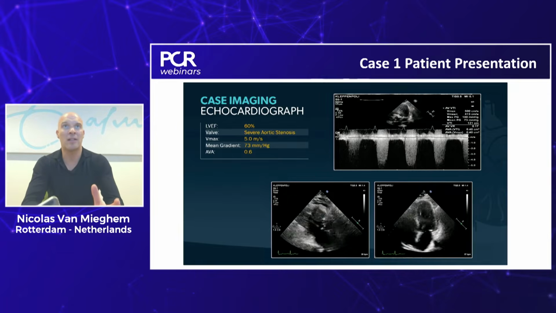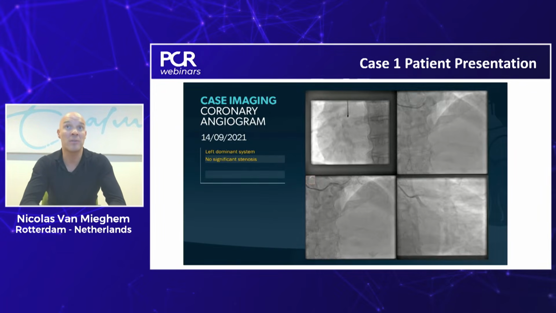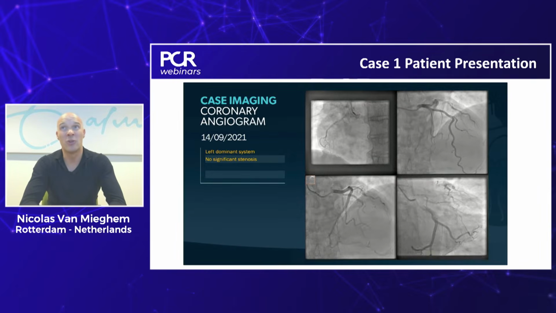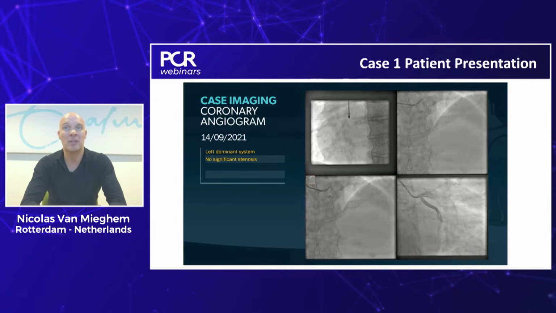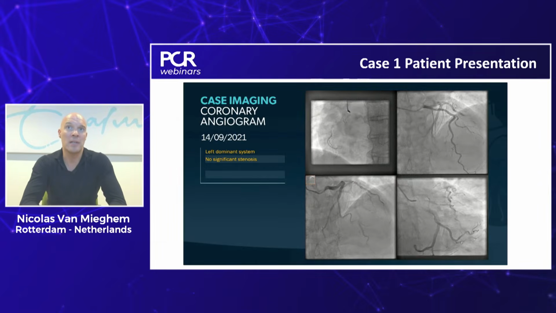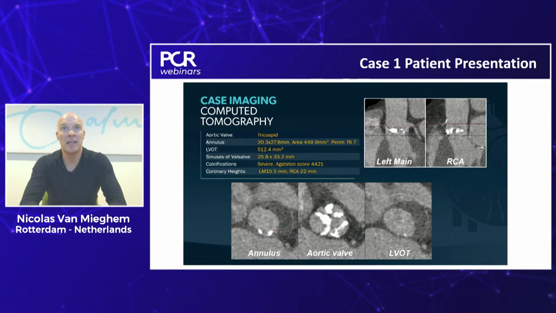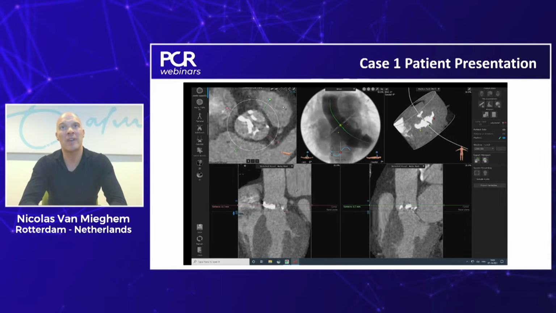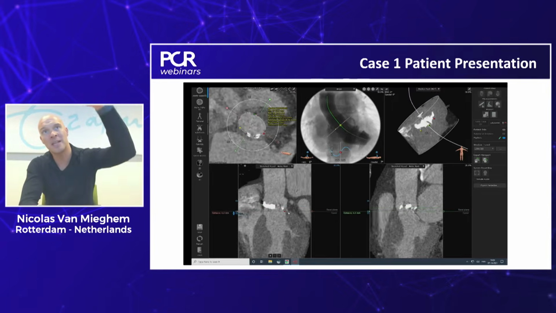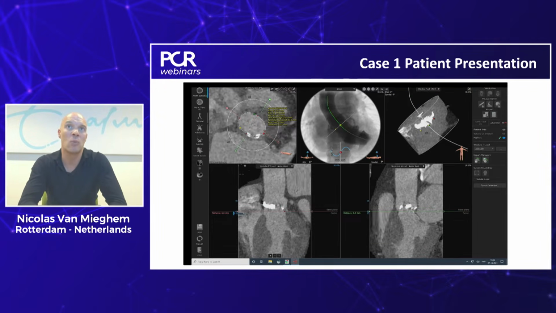You can see a preserved LV function, severe aortic stenosis with a maximum velocity of 5 meters per second, normal coronaries, no significant coronary artery disease. And then, as always, we do pre-procedural planning by CT scanning. This is very important. We identified a tricuspid but functionally bicuspid valve with heavy calcium, clearly appreciable here, especially at the transition of the non-coronary and the right coronary cusp.